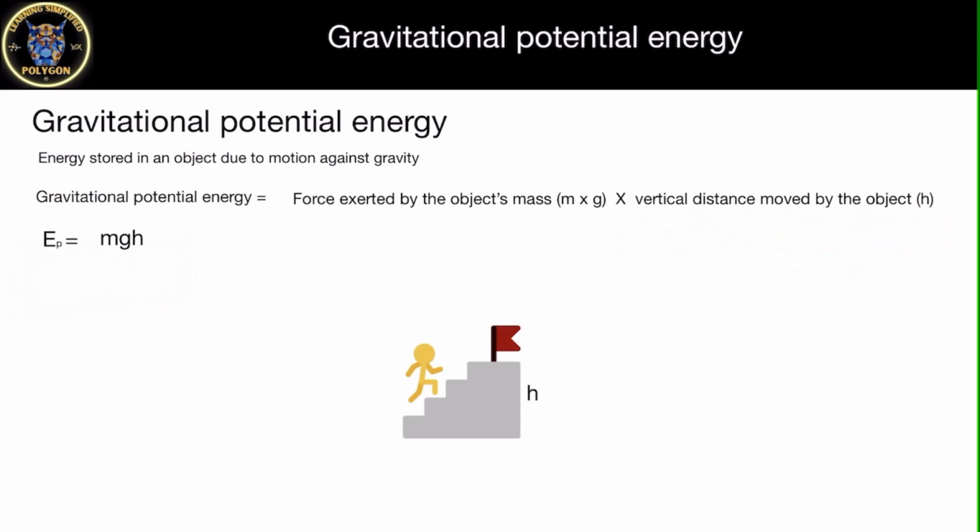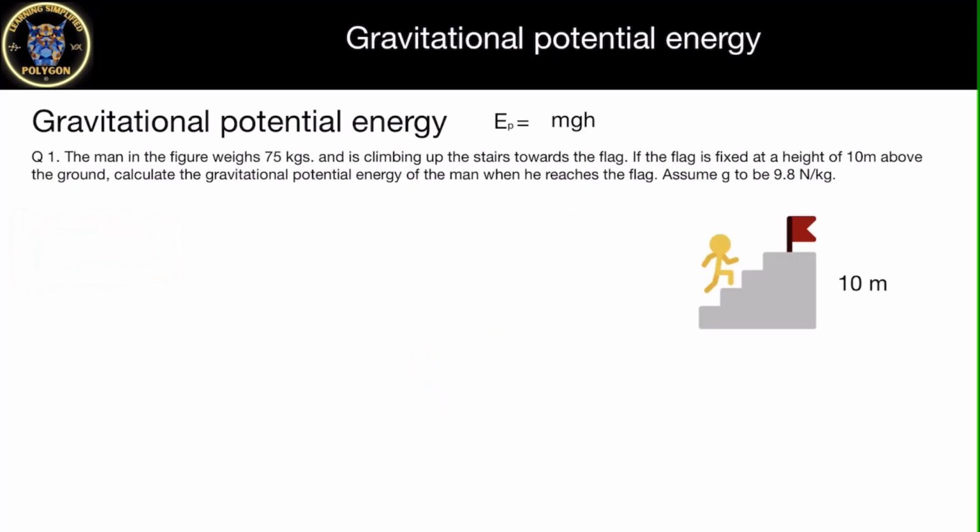So, in this example, the man with mass m climbing up the stairs to a height of h will gain GPE equal m times g times h. Let's do a problem to appreciate this concept better. The man in the figure weighs 75 kilos and is climbing up the stairs towards the flag. If the flag is fixed at a height of 10 meters above the ground, calculate the gravitational potential energy of the man when he reaches the flag. Let's solve this. We know EP equals mgh, so EP equals 75 times 9.8 times 10.